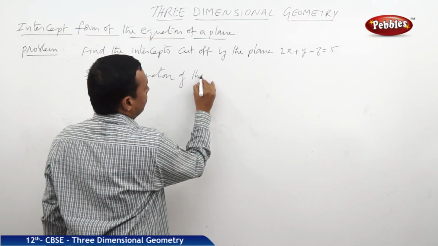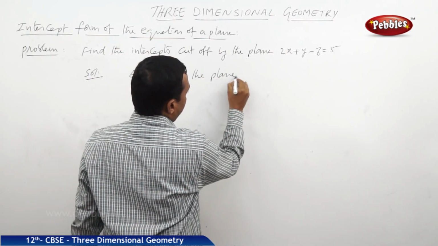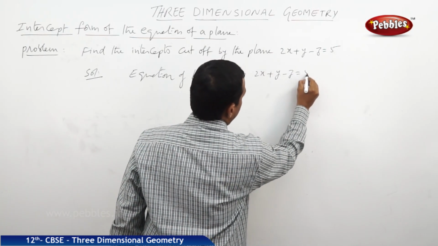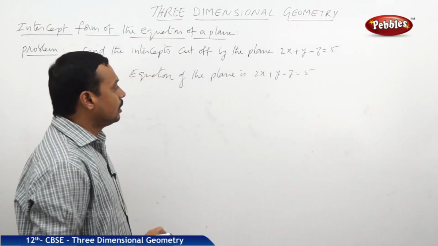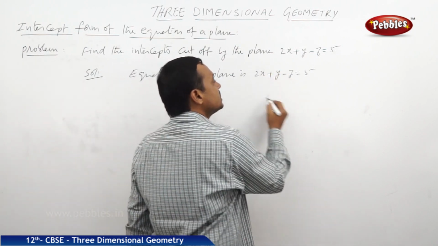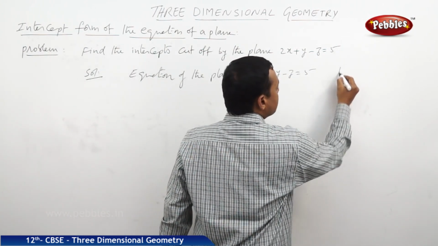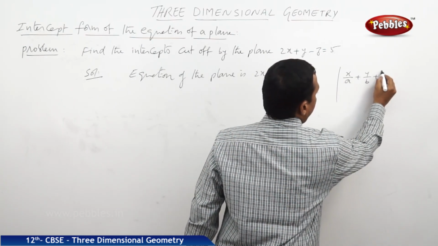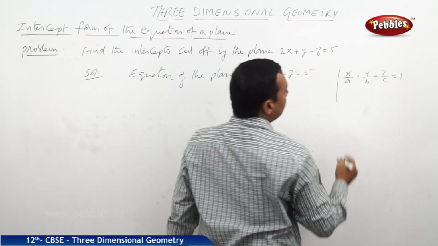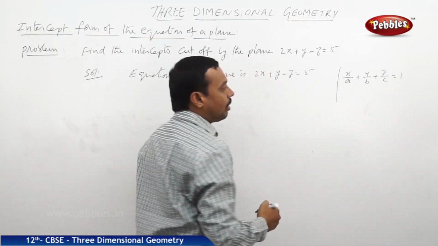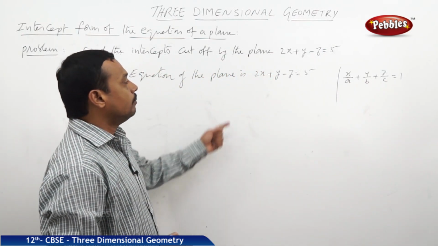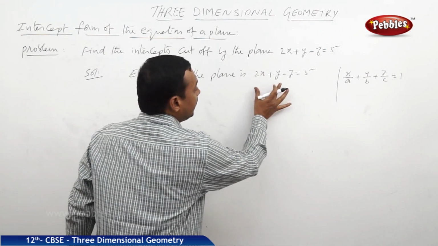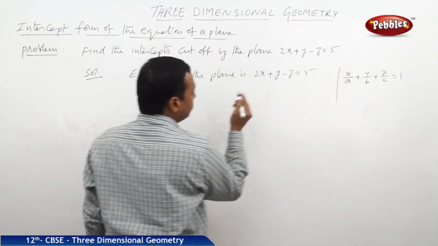Equation of the plane is 2x plus y minus z is equal to 5. Now when we express this entire equation in the form x by a plus y by b plus z by c is equal to 1, then a, b, c are the intercepts made by the plane on the coordinate axis. Now we try to make this equation into this form.